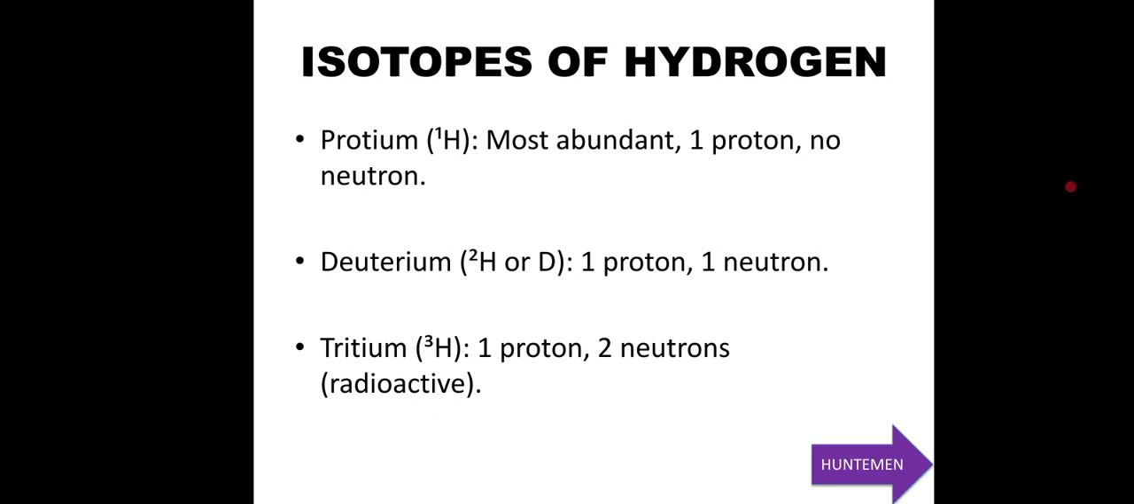So there are three isotopic forms of hydrogen. The first one is protium, most abundant. It has one proton and no neutron. Deuterium, look at the symbol. Majorly, we use capital letter D for deuterium. It has one proton and one neutron. Then tritium has one proton and two neutrons. It is tritium that is radioactive in nature.